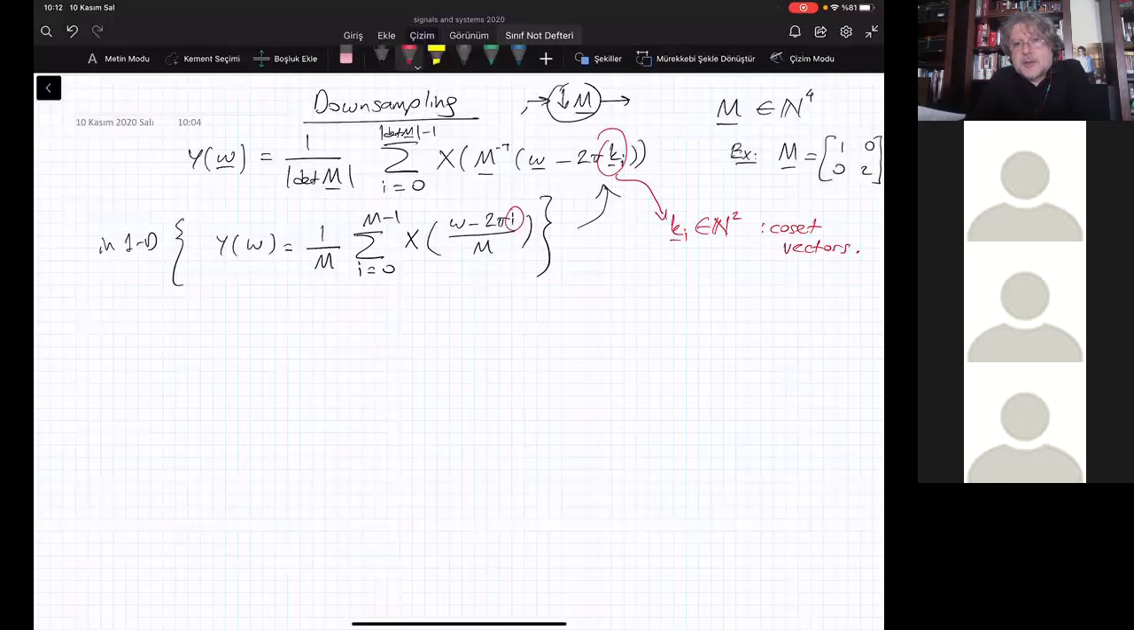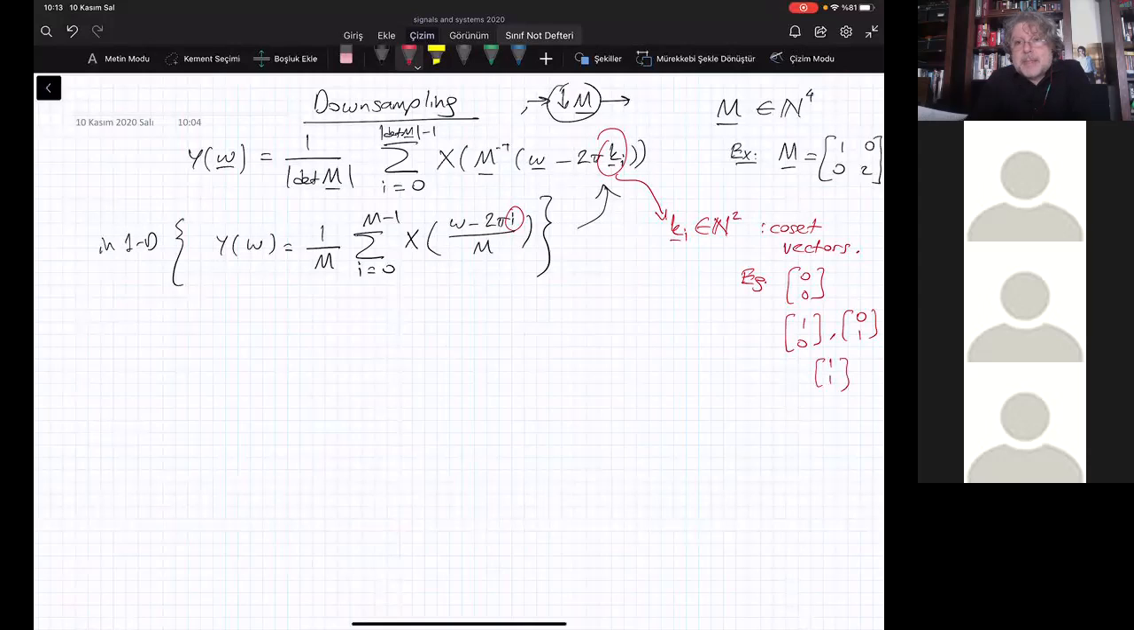It's not a very difficult concept to understand, and I'm sure you may take a look at some literature to understand what coset vectors are. The coset vectors, for example, are 0, 0, 1, 0, 0, 1, and 1, 1.